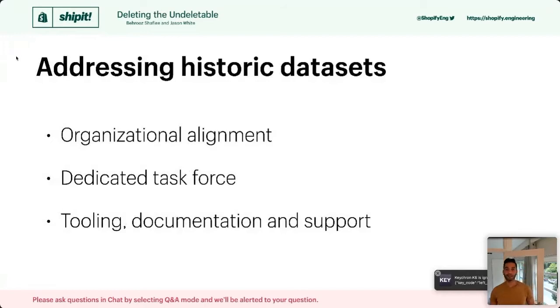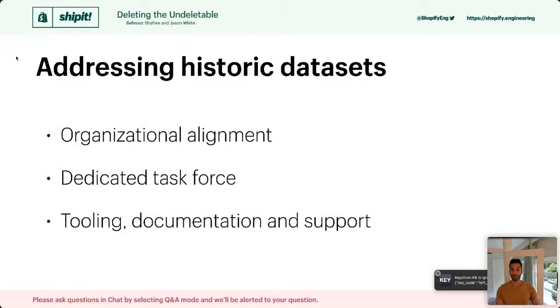For the challenge of addressing historic data sets, we found that having organizational alignment was key. So that helped us to have a consistent messaging. And once we had that from our senior management, then it was only a matter of working with different teams and having it as a priority and working with their deadlines as opposed to whether we're going to do it or not. And that really helped us to move the needle forward.